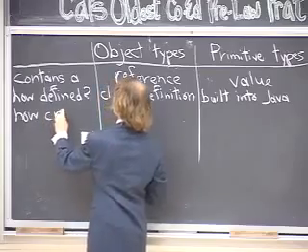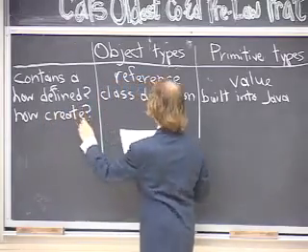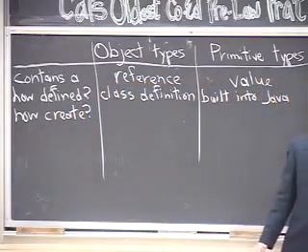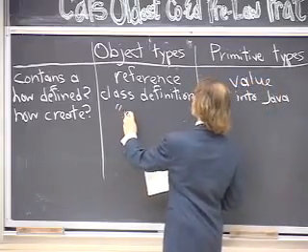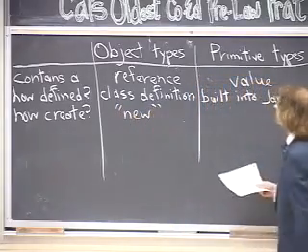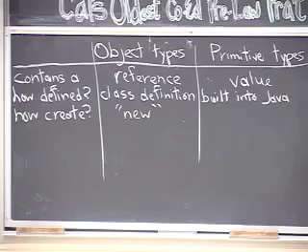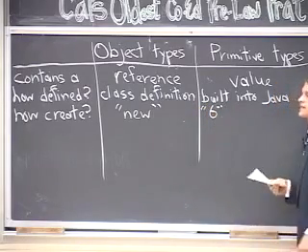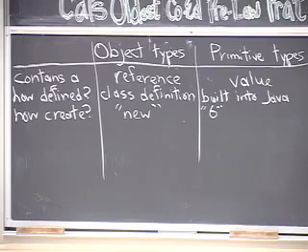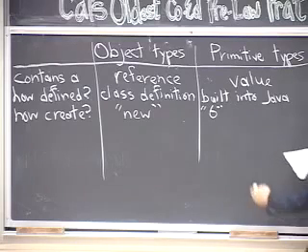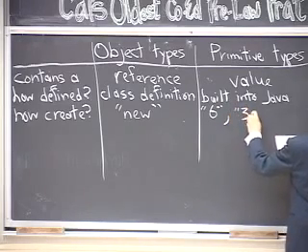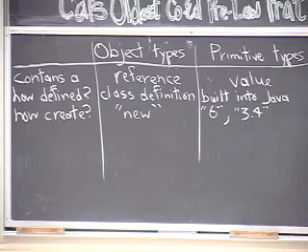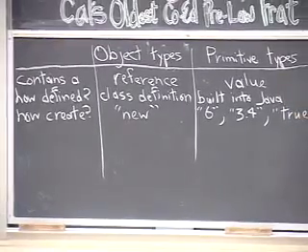How do you create these? You create an object by using the new command to call a constructor. Primitive types, on the other hand, are effectively just created when you write them down in a program. If you write the number 6 somewhere in your program, that's just creating an int right there. If you write a 3.4 in your program, that creates a double right there on the spot. If you write true, you've got a Boolean.